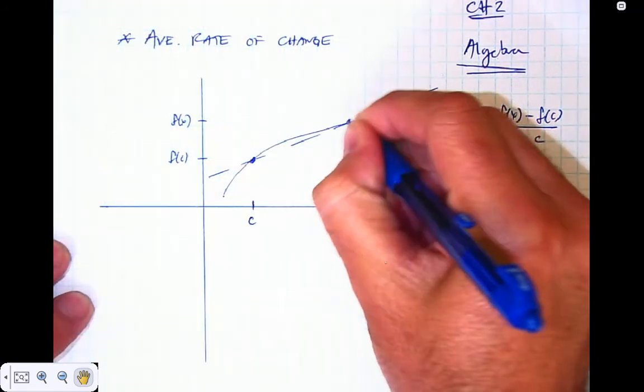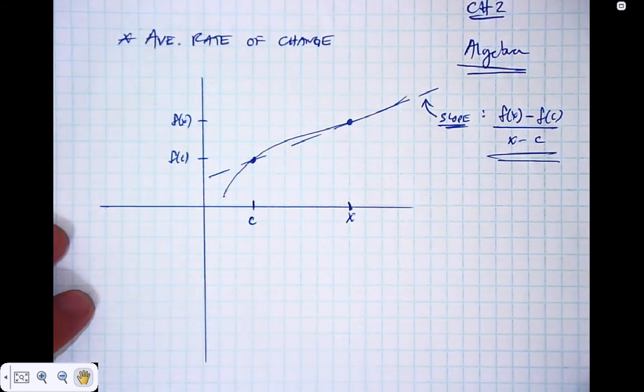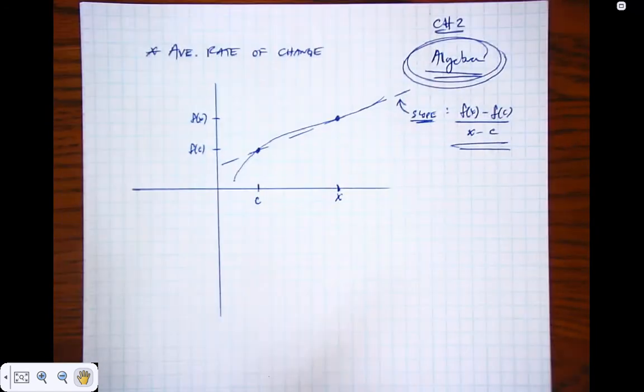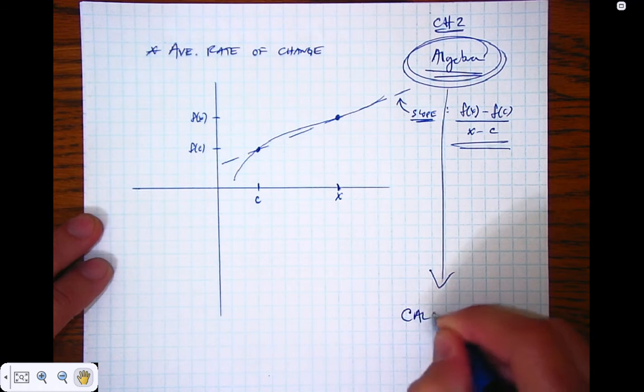You have a function. It's not a straight line, but if we're given any 2 points, we could find the slope. And that's algebra. Well, what happens is we're trying to make this transition to calculus, and this is like the biggest concept so far. How do I go to calculus?